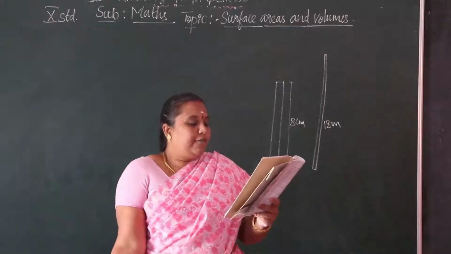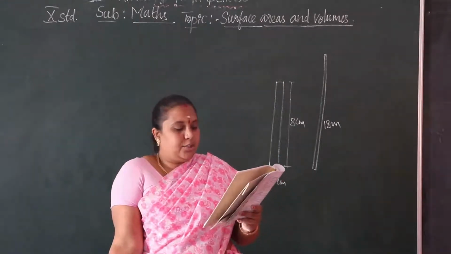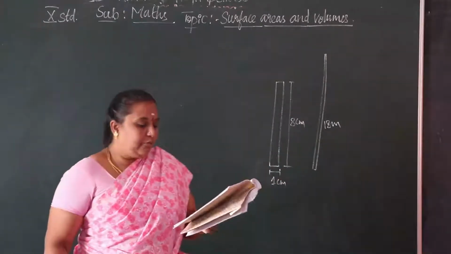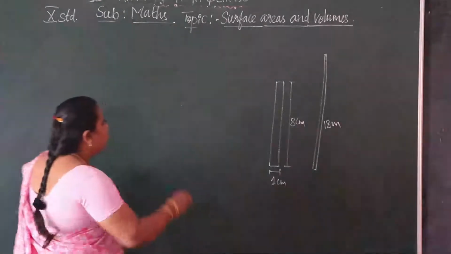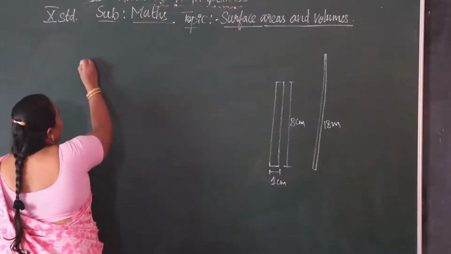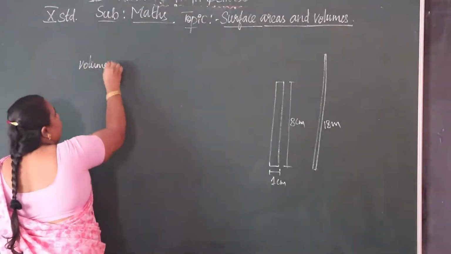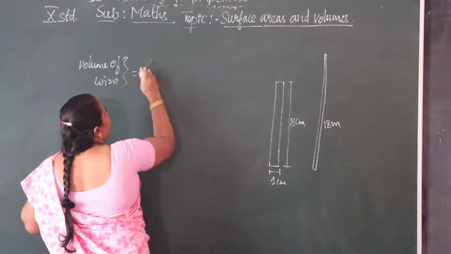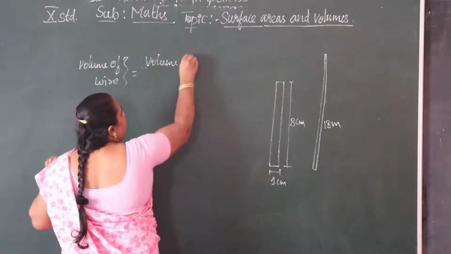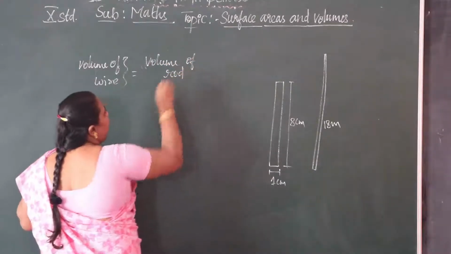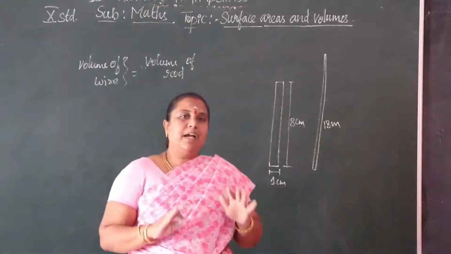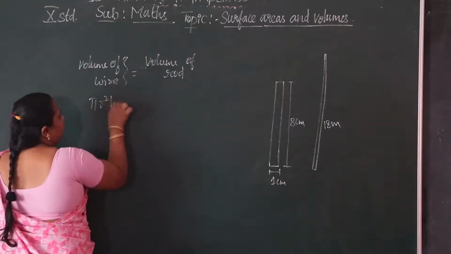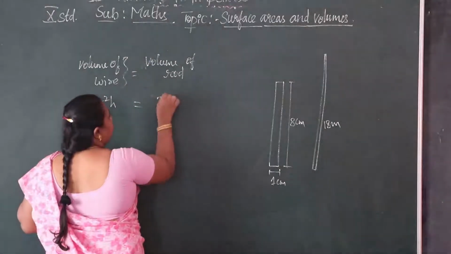So the volume of the rod equals pi r square h. We have to find that. So first the volume of the wire. Volume of wire equals volume of rod. So here both the formulas are equal. That is, pi r square h equals pi r square h.